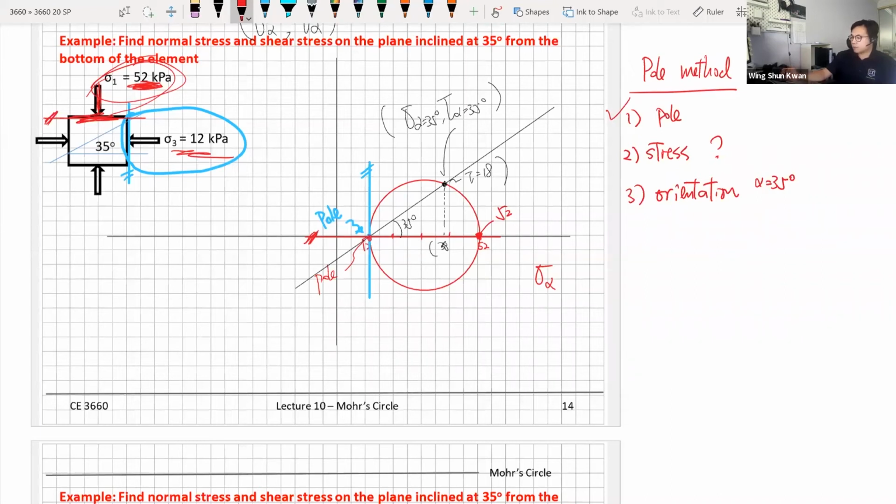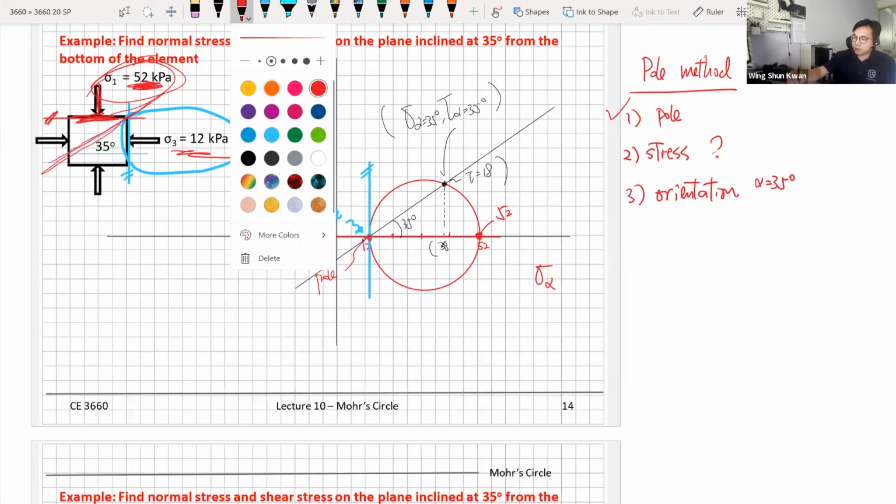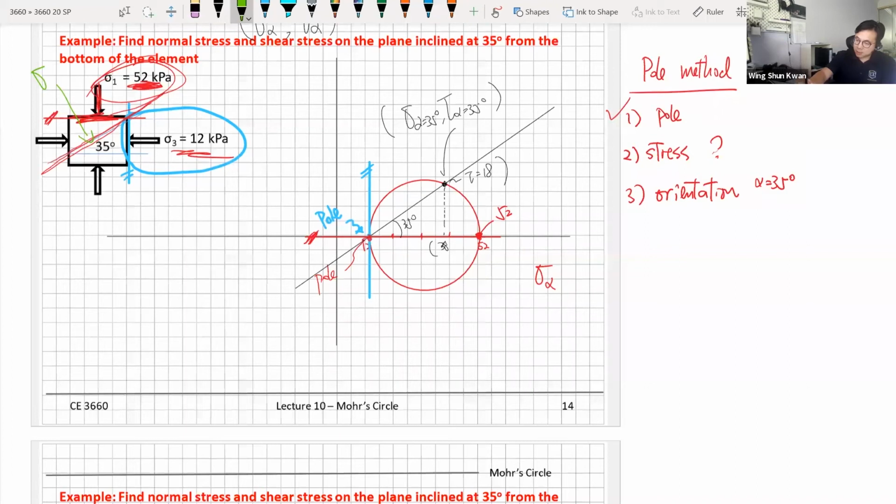From the pole method, we know the stress, and we also know the orientations, because this is 35 degrees. So the loading plane right here is 35 degrees, and we want to find out the stresses on this plane. What this problem asks for is the normal stress and also the shear stress on a particular plane, not necessarily the failure plane, but a plane within the stress element at an orientation of 35 degrees. We know the orientations, we find the pole, and we solve for the stress. So that's the graphical method.